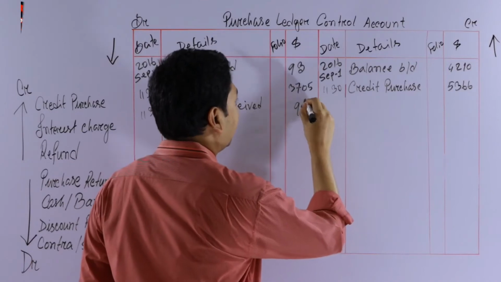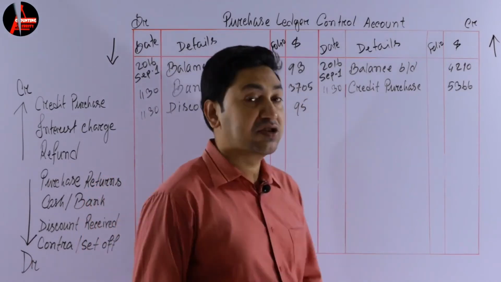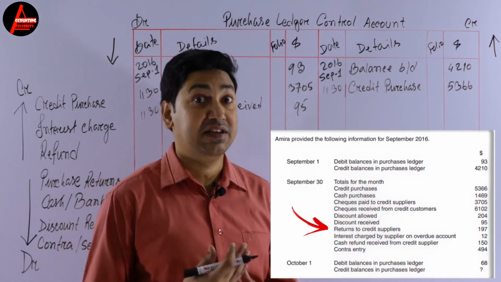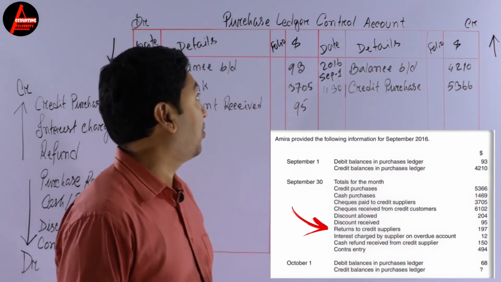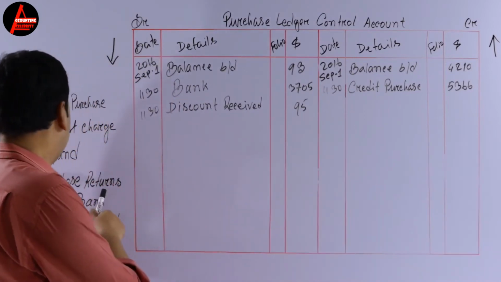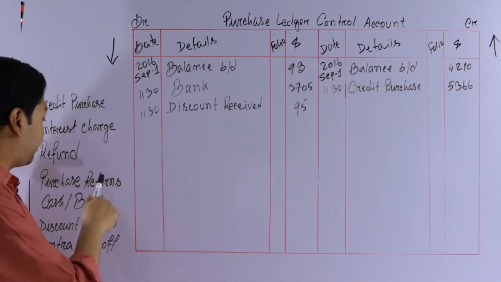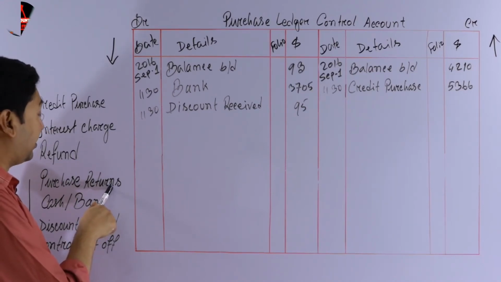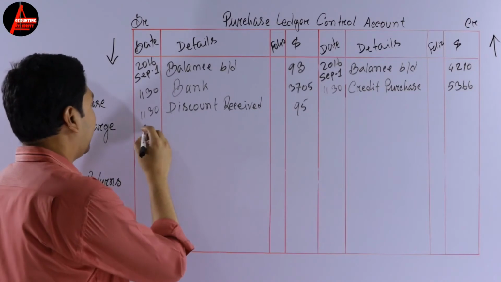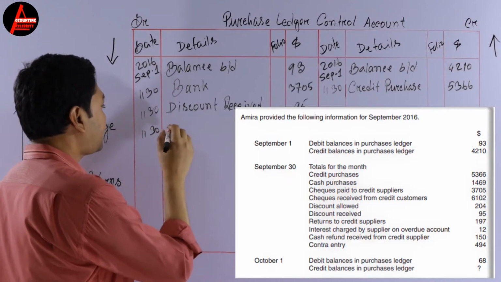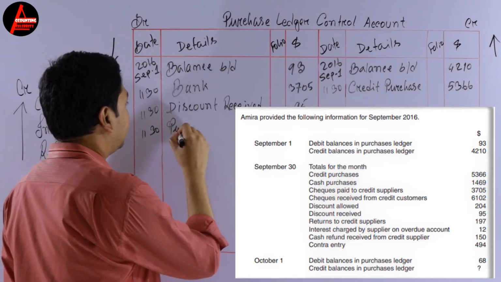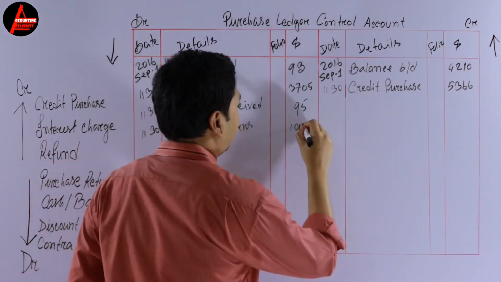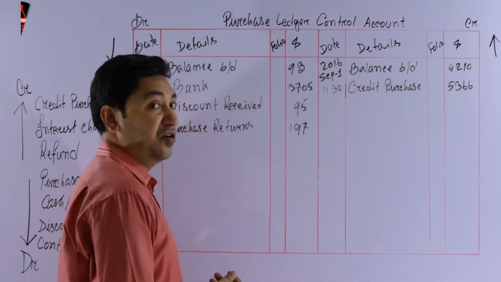So write 95. Okay, great. Next we have here returns to credit supplier. Yeah, that means it is a purchase return. So when you have purchase return, your trade payable will be decreased. In this case you need to record in the debit side. So let us write purchase return. So write $197. Okay, great.